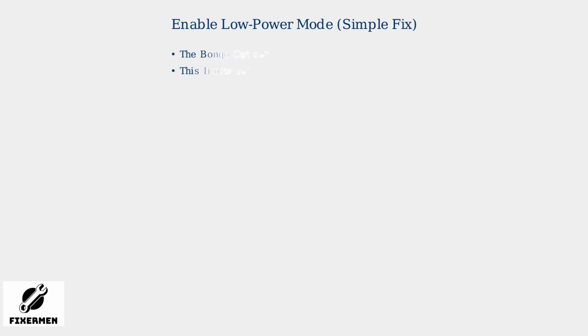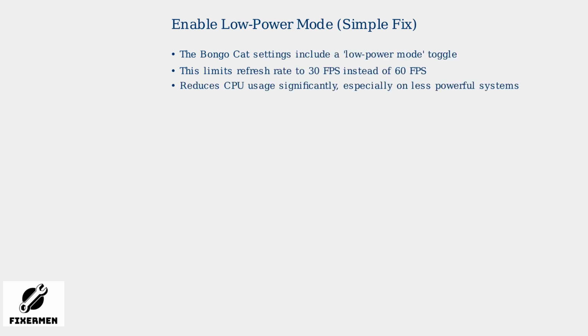Bongo Cat includes a low-power mode in its settings that can significantly reduce CPU usage. This feature limits the app's refresh rate to 30 frames per second instead of the default 60 frames per second. While the animation may be slightly less smooth, this simple change can make a big difference on less powerful systems.